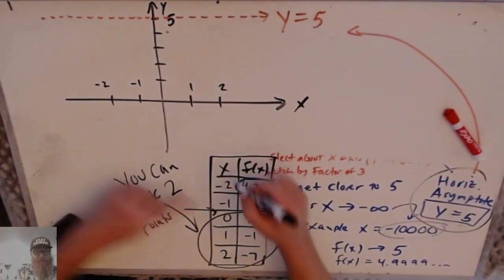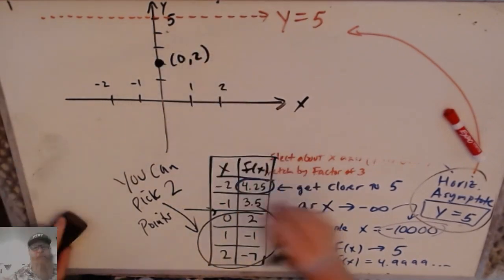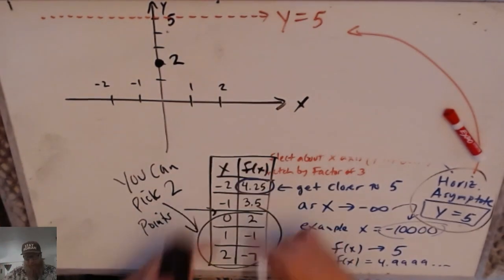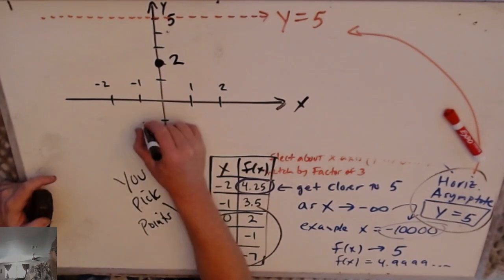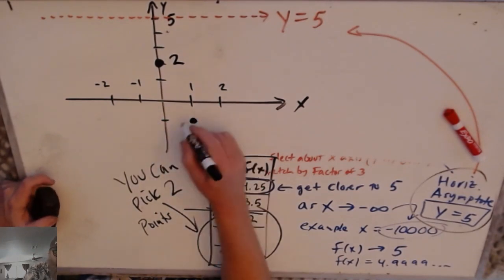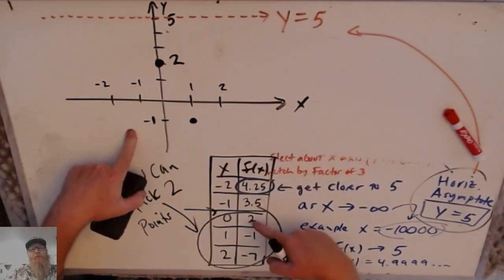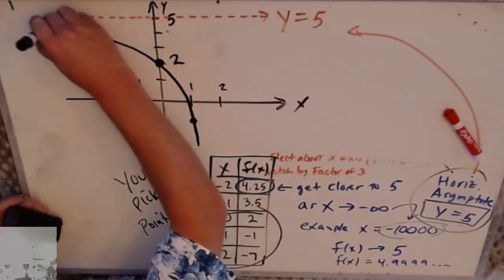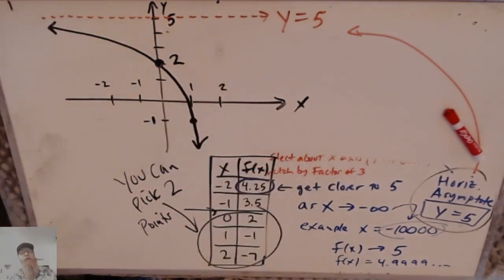So how about 0, 2? Here, let me just say 2. It's the same thing as 0, 2. And then let's do 1 and -1. So this is x equals 1 and y equals -1. And that's good enough. Yeah, that's full credit. I'll give you 100% for that.